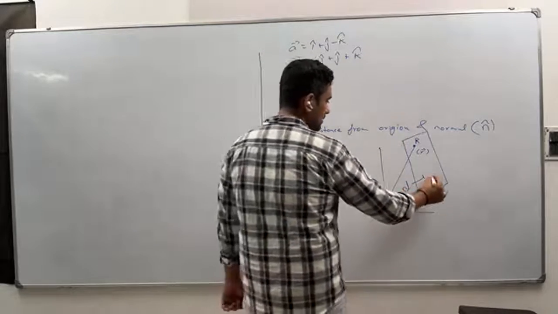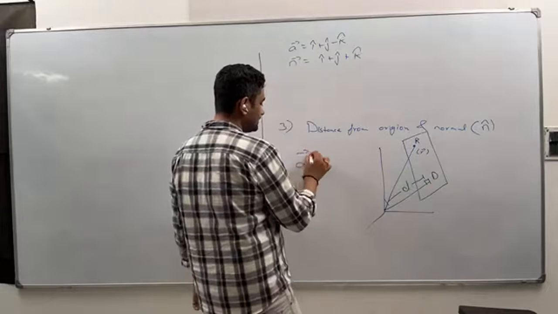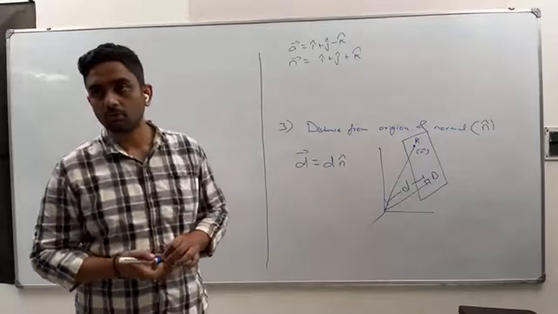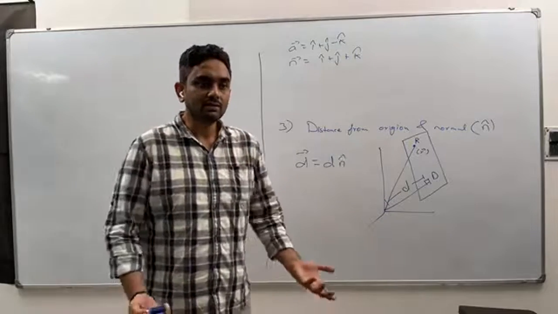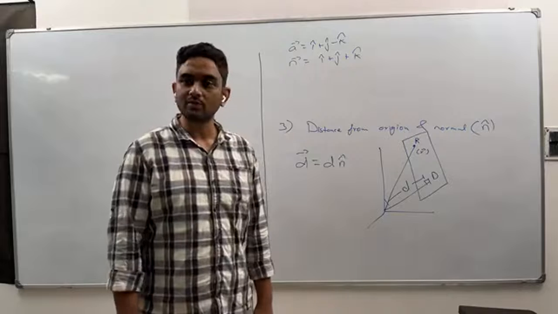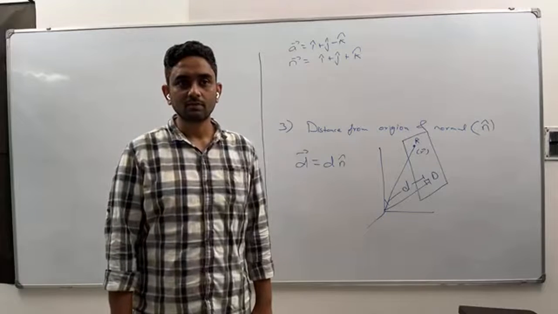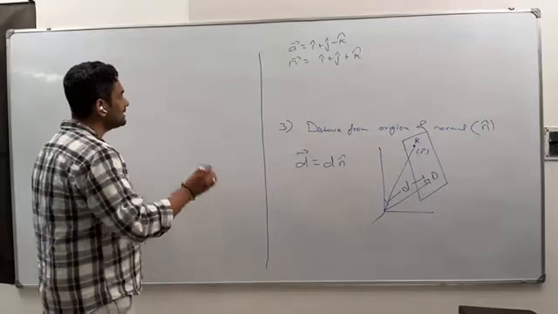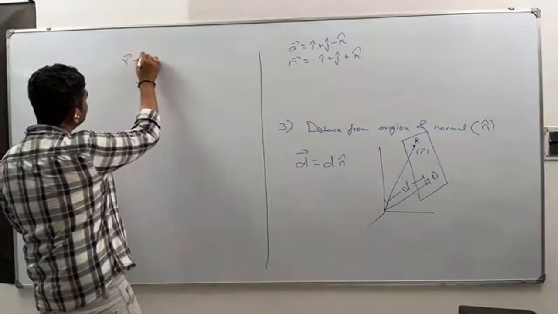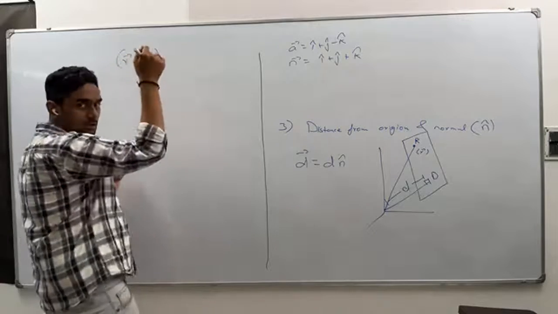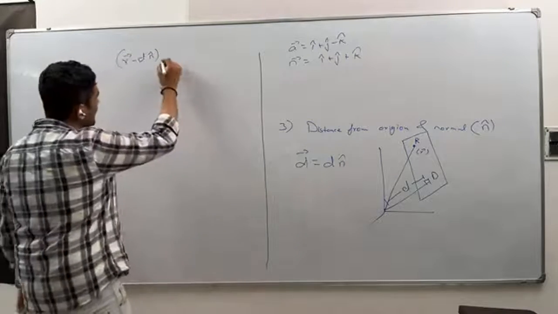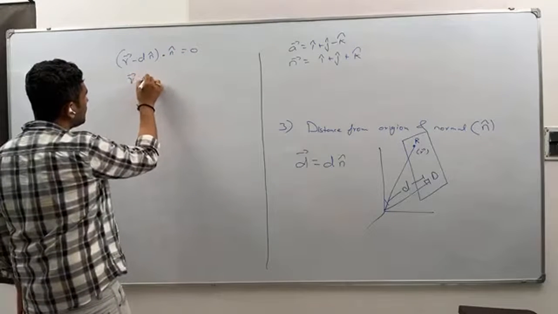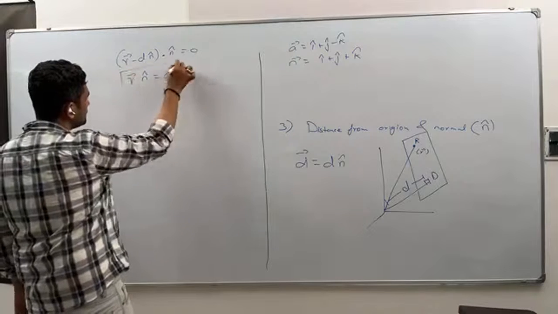Can I say this vector, if I call it d, will be nothing but d n cap? D will give me the magnitude, and n cap will give us the direction. This will become the position vector. Yes or no? Now the rest is the same. Same means I'll say that r minus d n cap will lie along the plane. N cap is normal to the plane, so their dot should be 0. When I simplify this, I will get r dot n cap equal to d. So this is the equation.